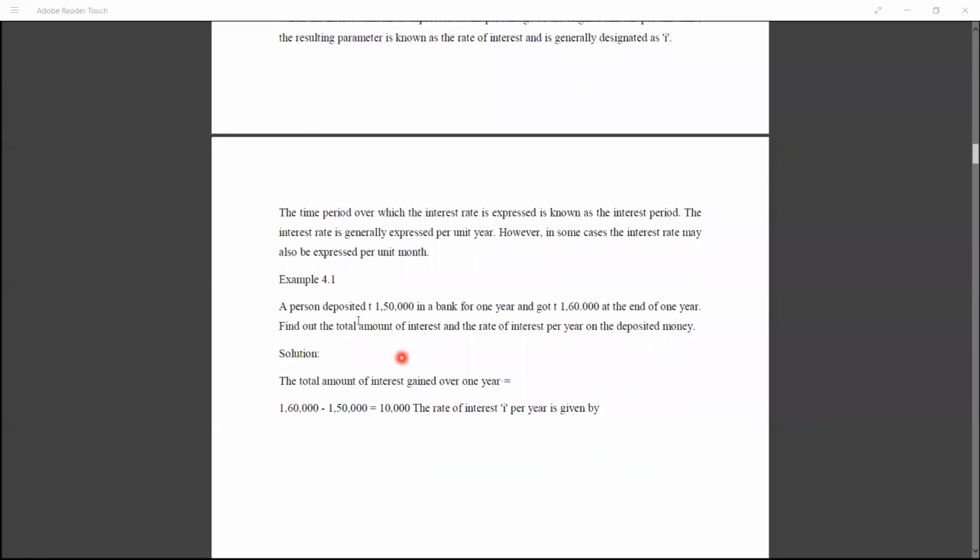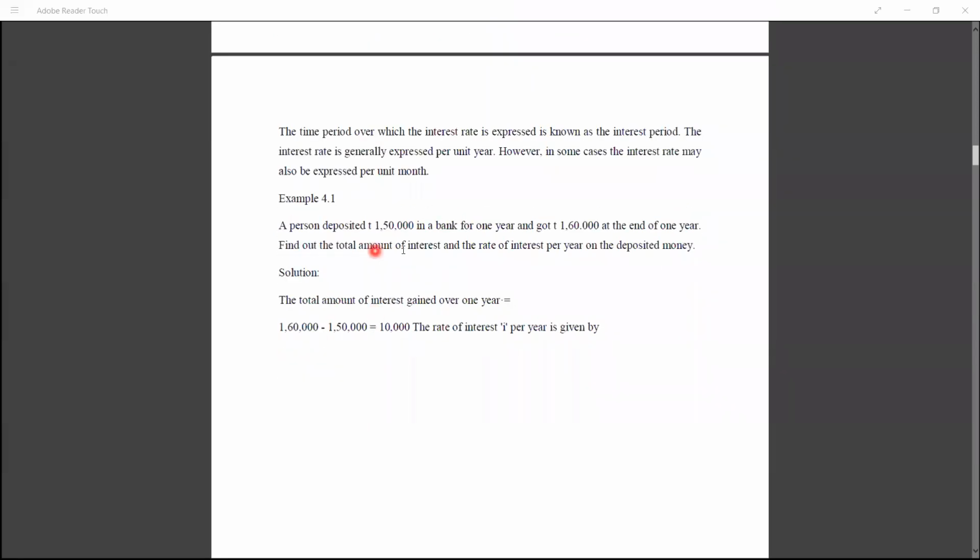So if we come to this problem: a person deposits 1,50,000 in a bank for 1 year and gets 1,60,000. For 1 year only, you are getting 10,000 rupees extra. So what is the interest rate you need to find here? It is a very simple problem. It is asking what interest rate you are getting here.